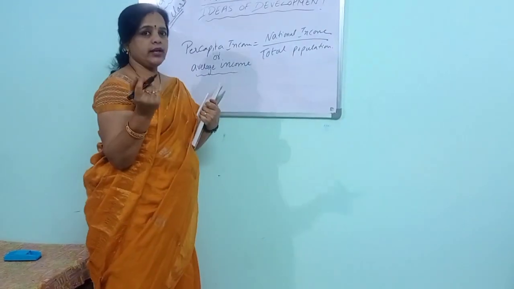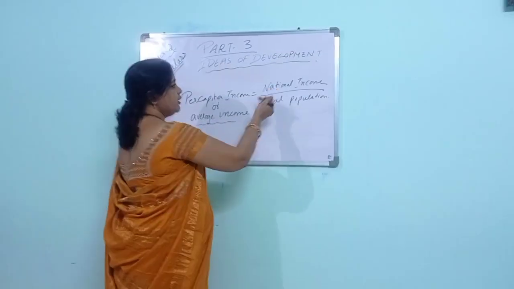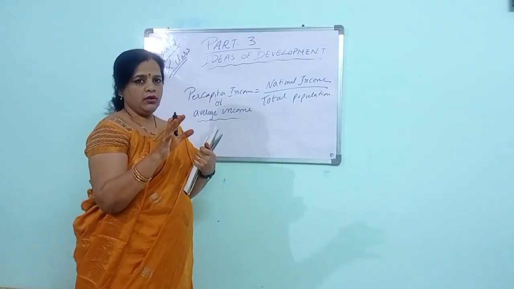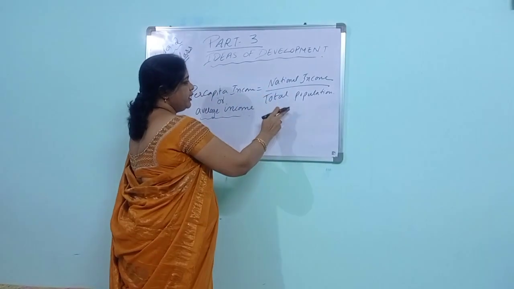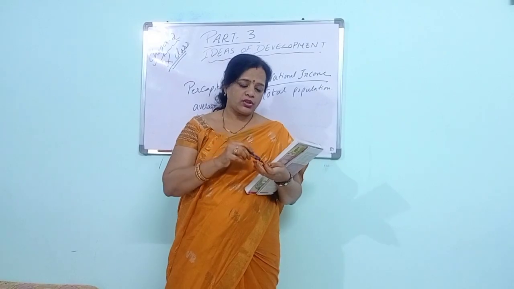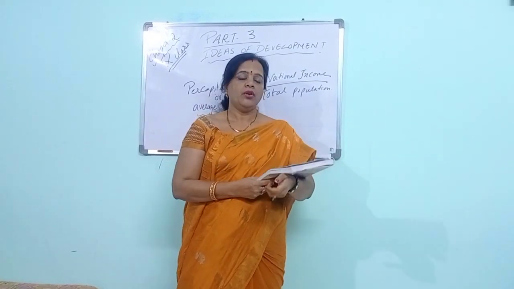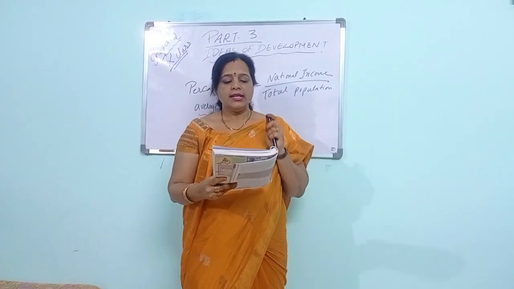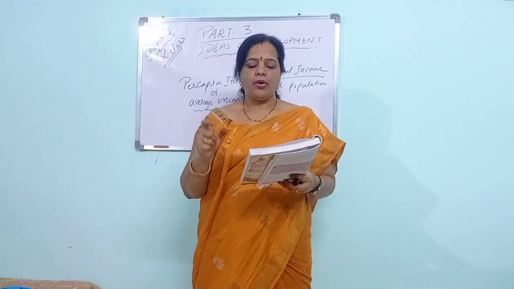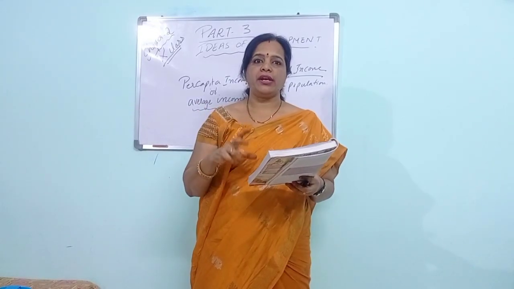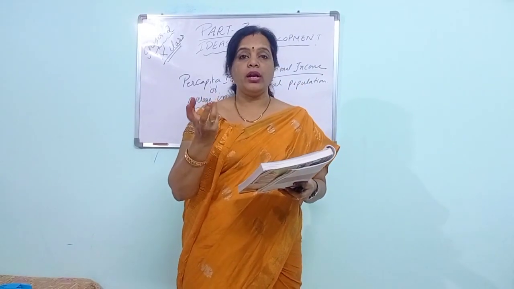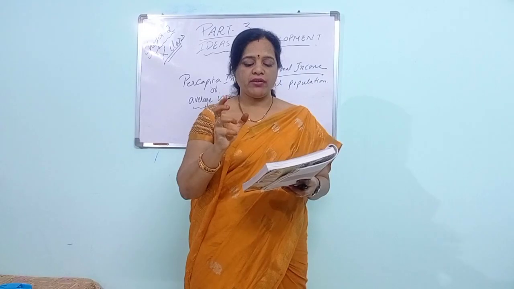So we can call it per capita income, or we can also call it average income. How do we calculate? We take the national income, the country's income, divided by the total population. We will get the average income per head. We also call it per capita income. In the next paragraph it says, this criterion is used in the World Development Report brought out by the World Bank to classify the countries. So in the World Development Report, the World Bank has given certain criteria.